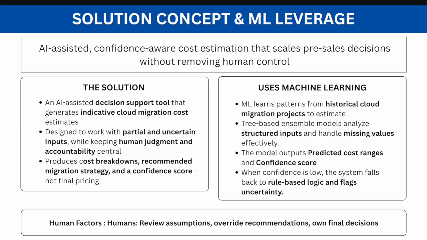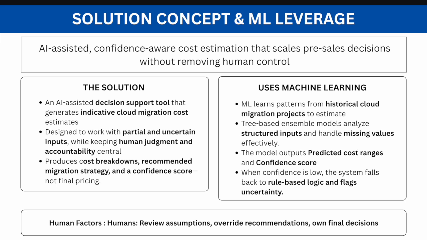Yeah, so in the end, we always give human judgment and accountability the maximum priority rather than the machine-generated output. Our solution creates a cost breakdown, a recommended migration strategy, and a confidence score, not the final pricing. The machine learning learns the patterns from historical cloud migration projects, like what we already did, to estimate.